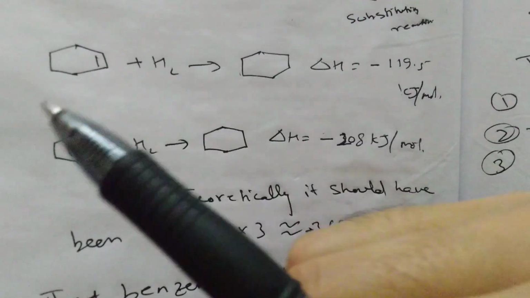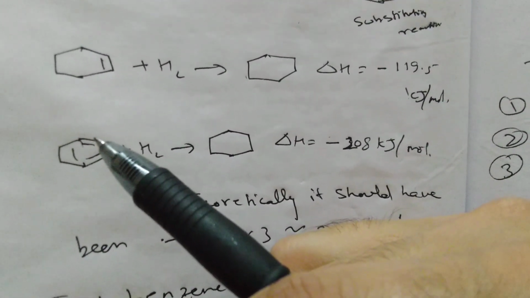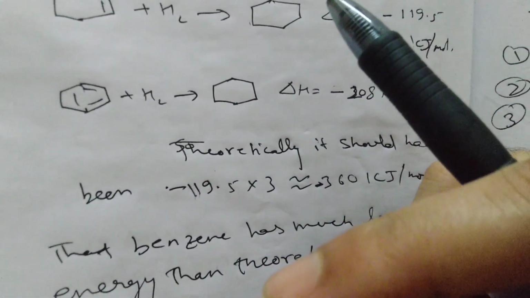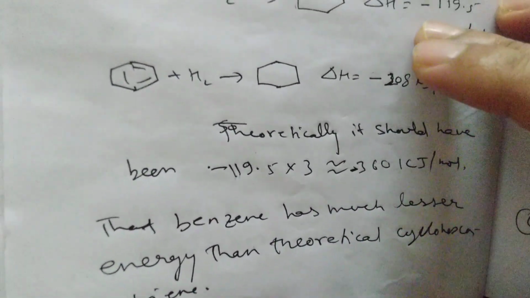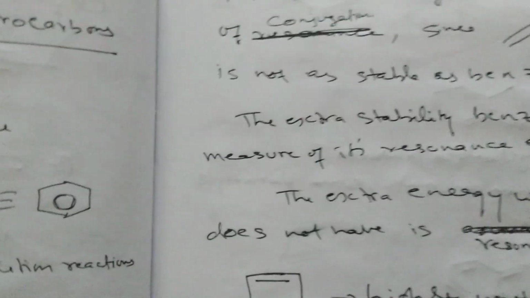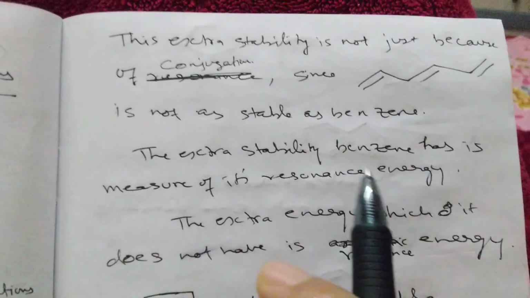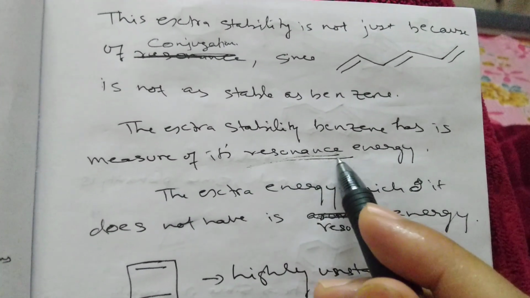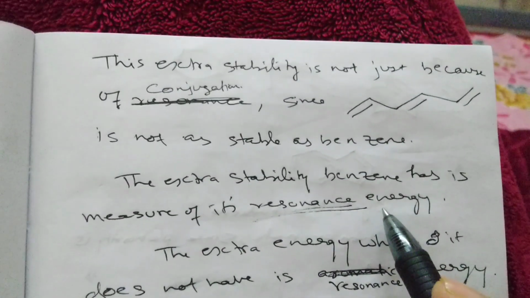So when the molecule was formed itself, it has lost a lot of energy. So the extra energy which it should have, but is not having, that is called resonance energy. Okay. So the stability of benzene is because of resonance energy. Resonance energy is the energy which it is not having.